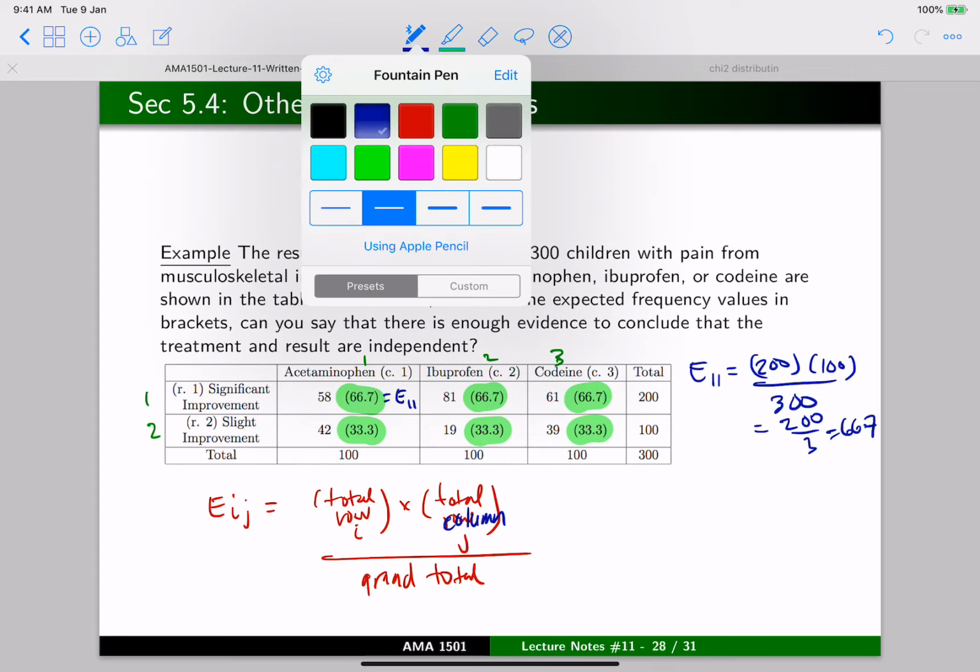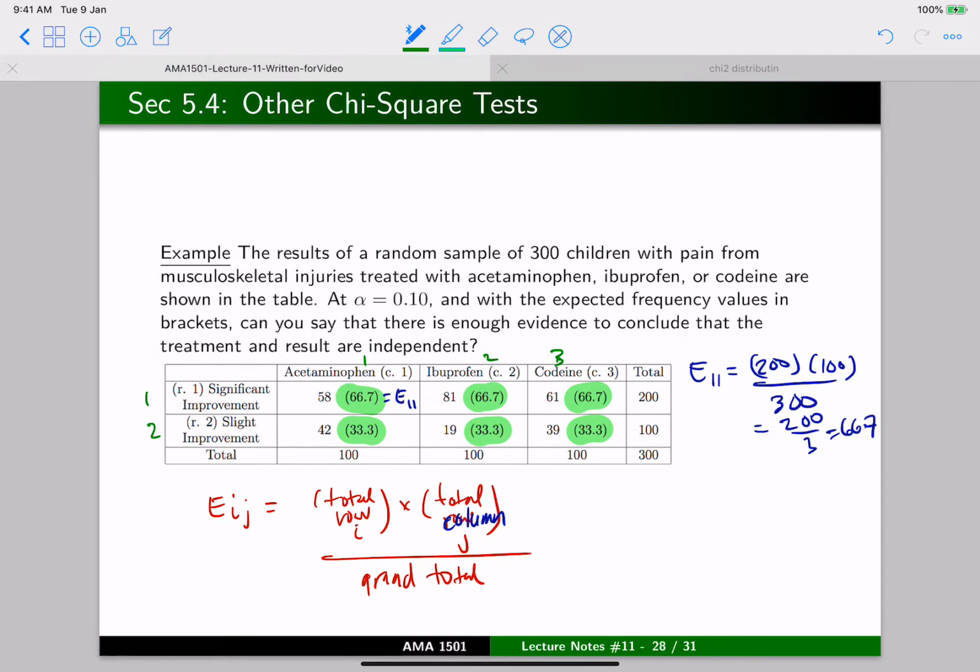I'll just do one more example. For example, this one here. This is E23, second row, third column: the total of row 2 times the total of column 3 divided by the grand total, which is 100 divided by 3, which is 33.3. That's how we got this.